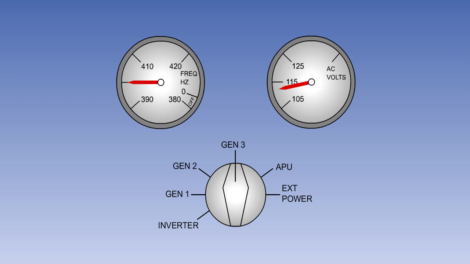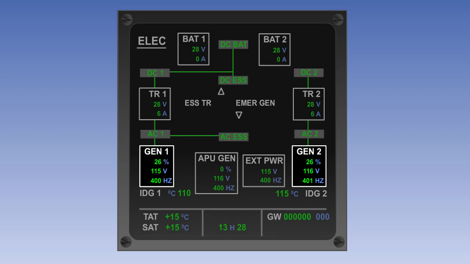A method of checking the voltage and frequency of each generator is usually provided. In this typical system, the voltage and frequency of any generator can be monitored on the meters by selecting the generator to be monitored on a multi-position switch. The switch can usually be positioned to show not only the supply frequency and voltage of the engine-driven generators, but also that of any other AC supply that may be available. On most modern aircraft, this information is available to the pilot on one of the electronic screens.